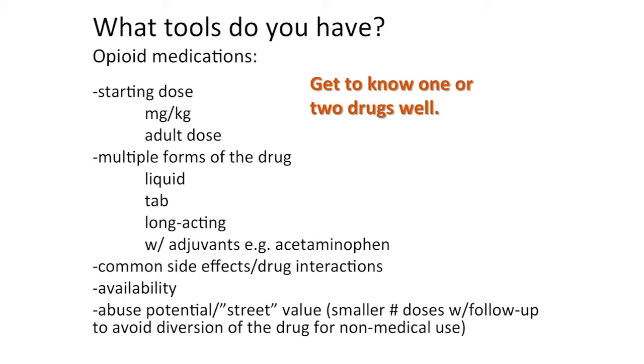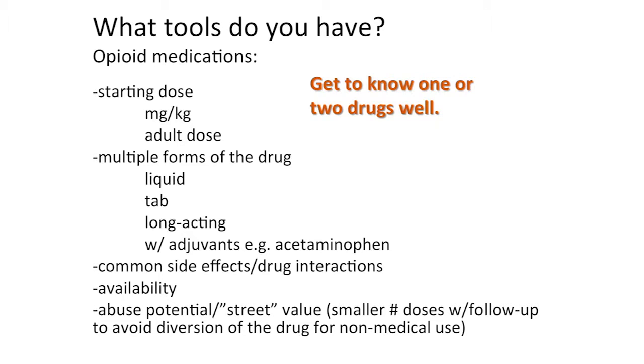The opioid medications. We recommend that you get to know one or two of these medications well, including the starting dose, both in milligrams per kilo, and the adult starting dose for patients greater than 50 kilos. Also, know the multiple forms of the drug. Is it available in liquid or tablet, and is there a sustained release form? If it's available with adjuvants, such as acetaminophen.